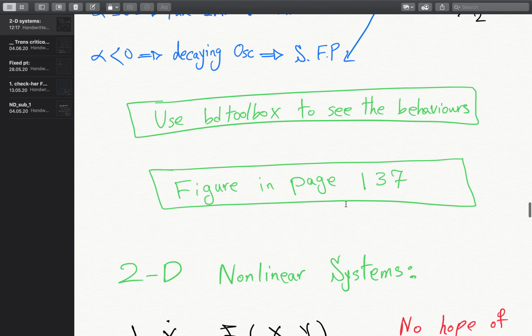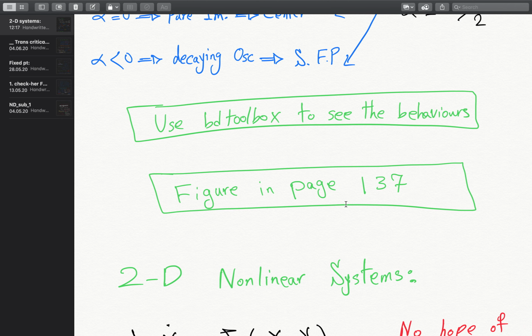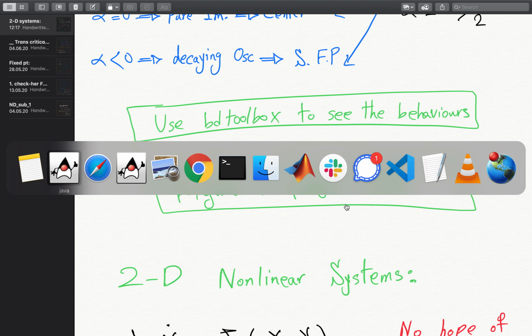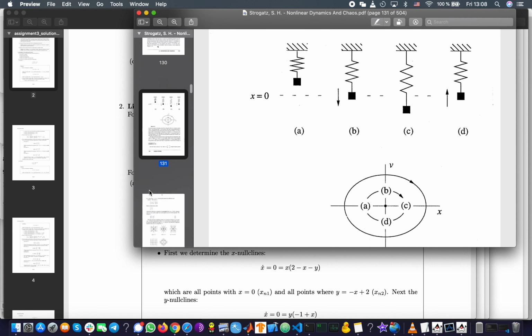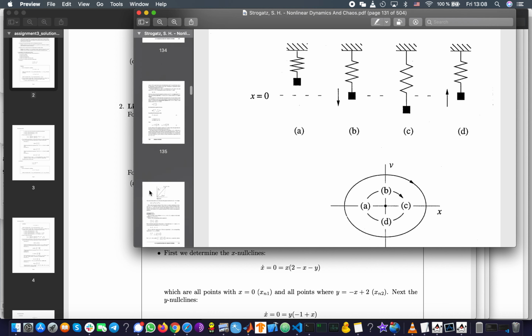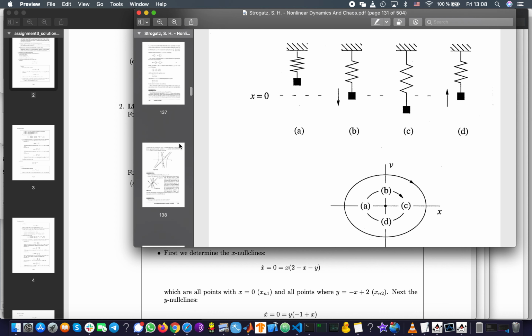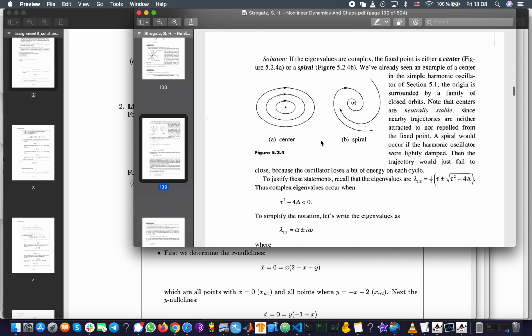Figure 137. So this is the center, and this is the spiral. This is the spiral that is stable, and the unstable one is spiraling out.